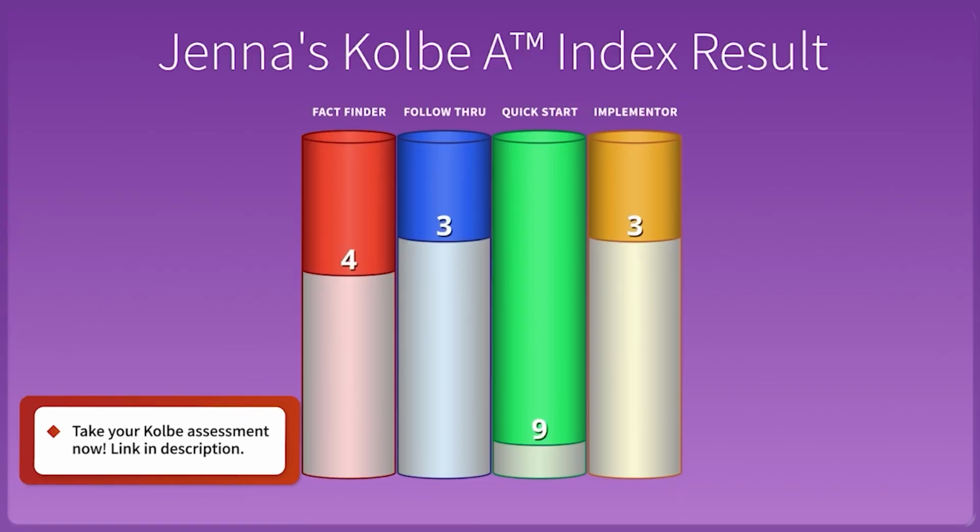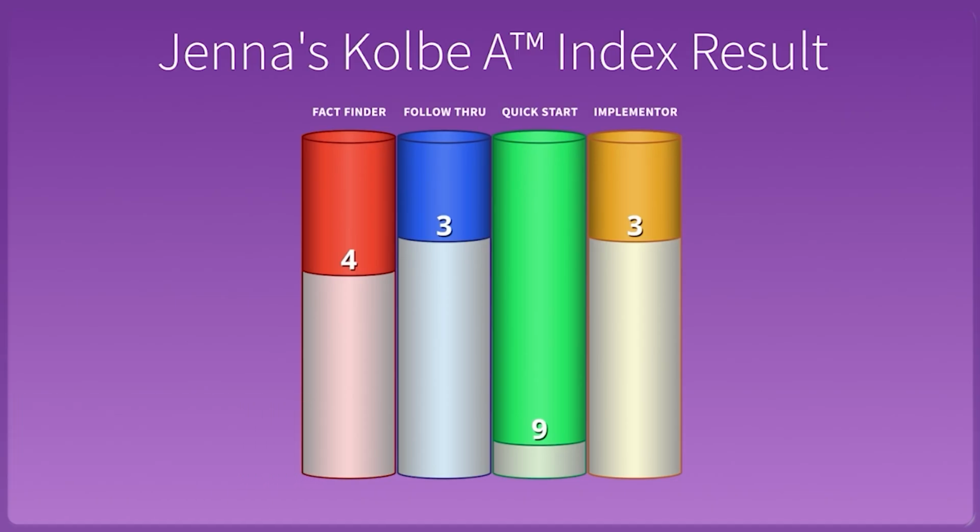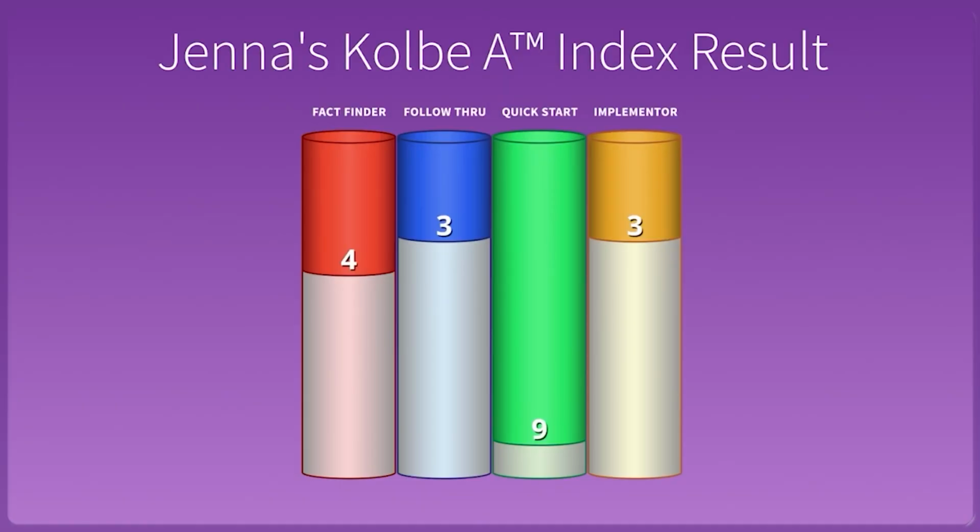Let's talk about your Fact Finder. Fact Finder is how we deal with gathering and sharing information, data. So your number, and this one is a 4. All the results, we put in a number from 1 to 10. A 10 means you really initiate action with that. So your number in Quick Start is a 9, so you're really toward that end of the spectrum in terms of generating ideas and doing experiments.